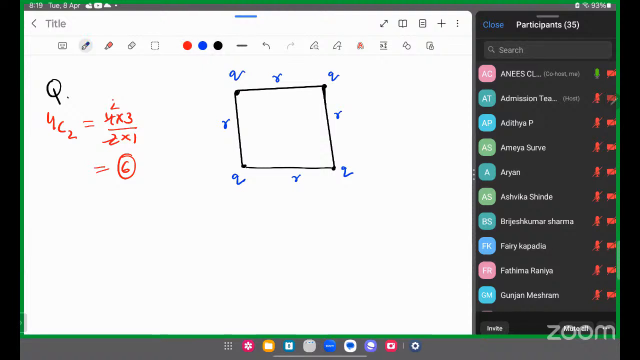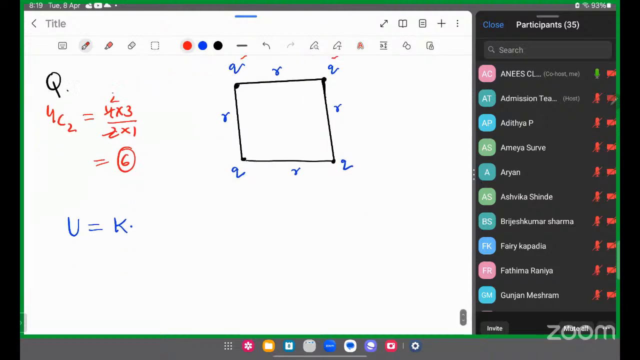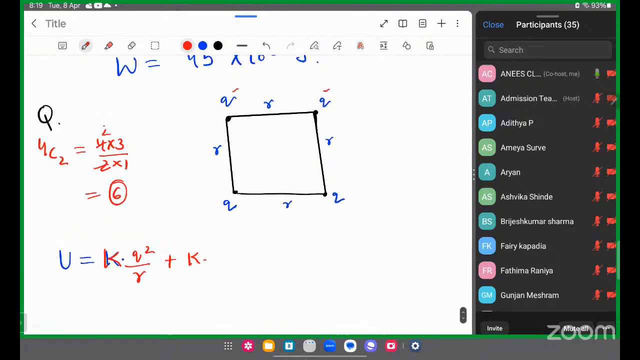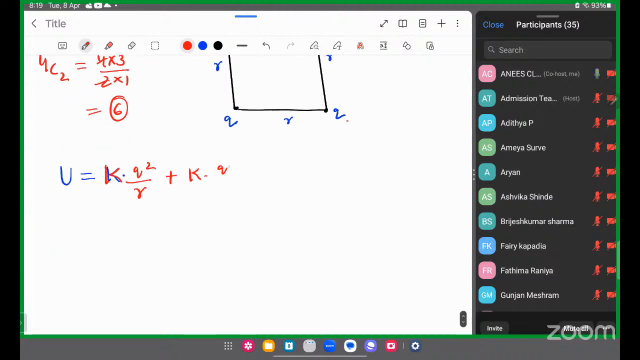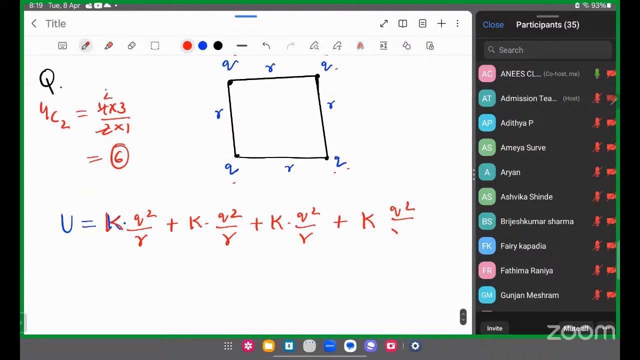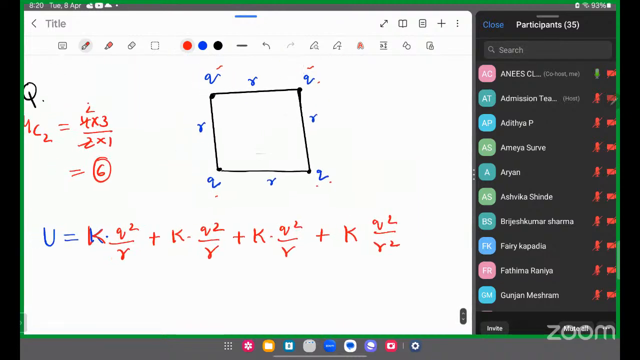So let me write the potential energy U equals 1 upon 4 pi epsilon naught. The first pair is, let's say, this one, so this will be Q square divided by R, plus the next pair, Q square by R, plus the next, Q square by R, plus Q square by R. So here we have a total of 4 pairs. Now we are left with only 2 pairs.